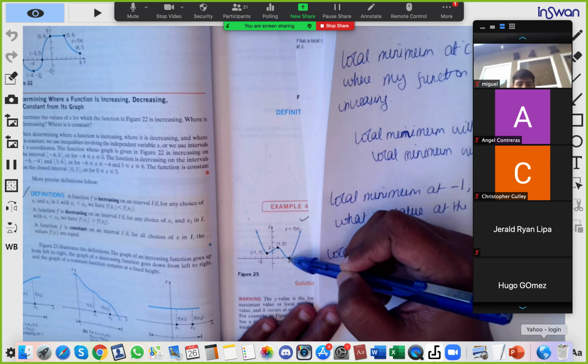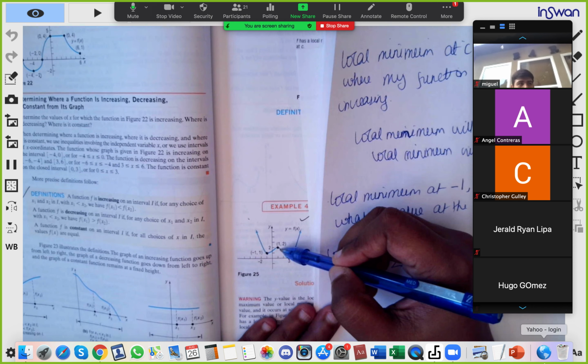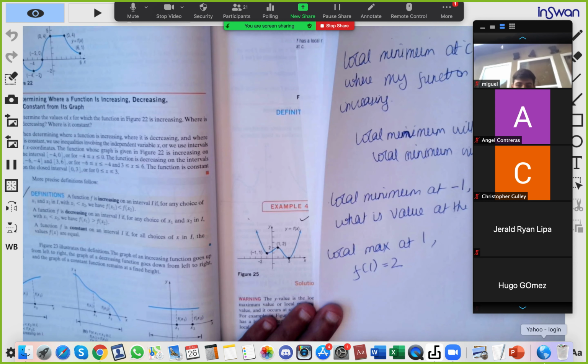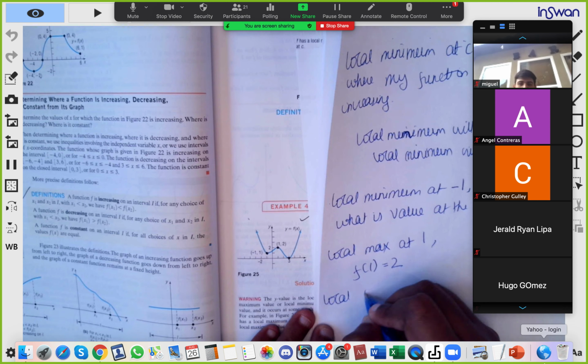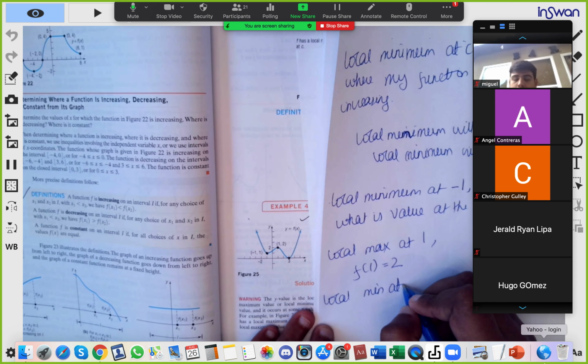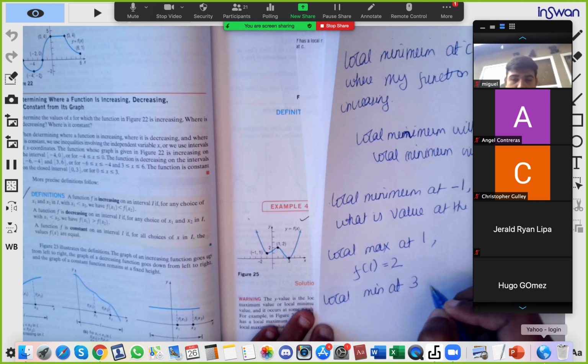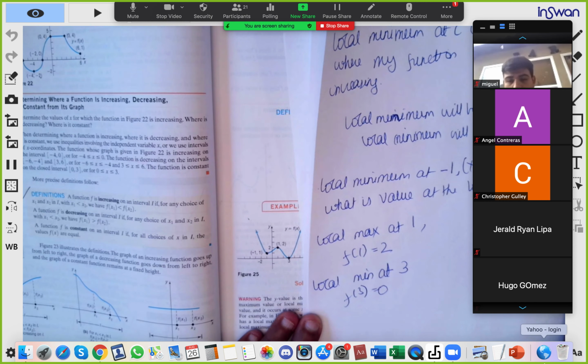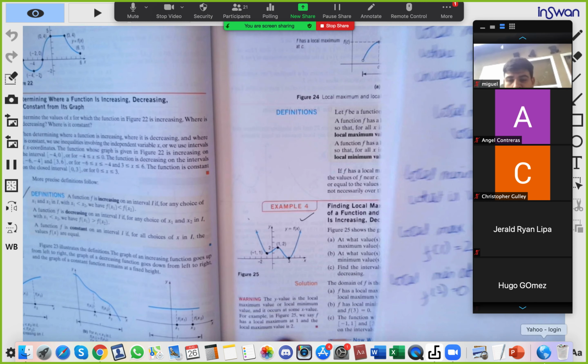Let's see on the left side what's happening. Decreasing. And then increasing. So when it's decreasing to increasing, what is it? A minimum. Local minimum. At what point? 3. And what's the value? 0. Perfect. You got it. Any doubt with this part?